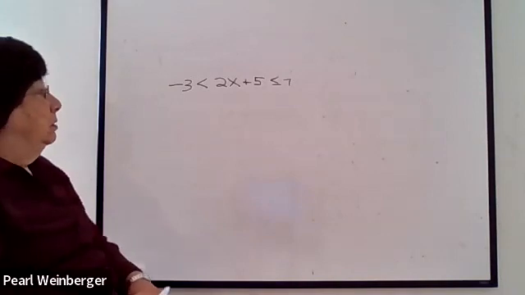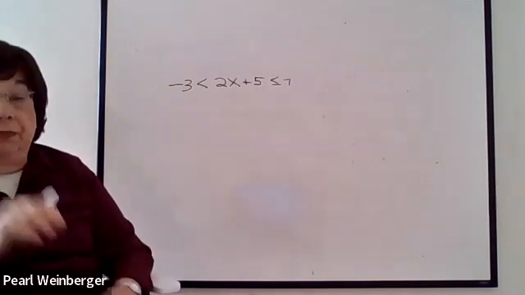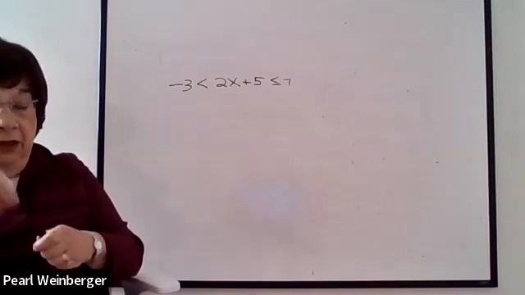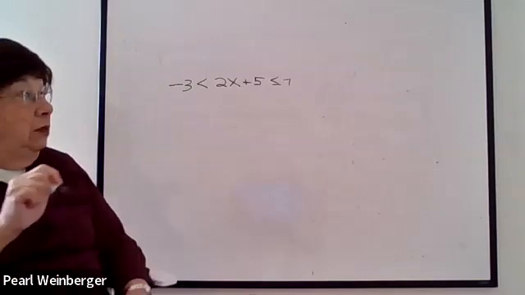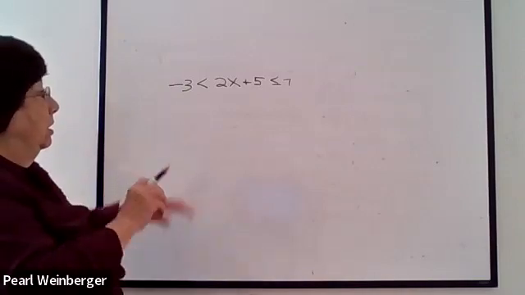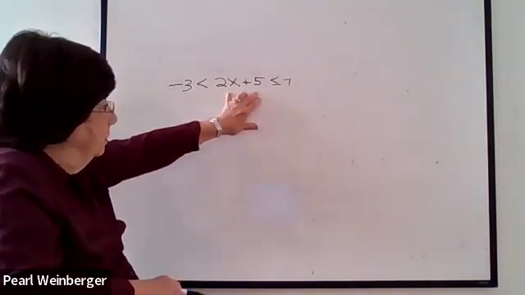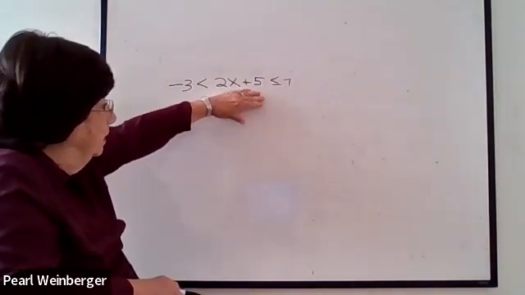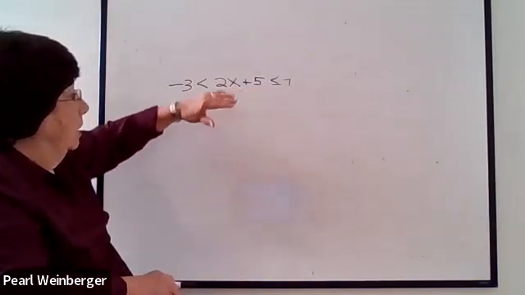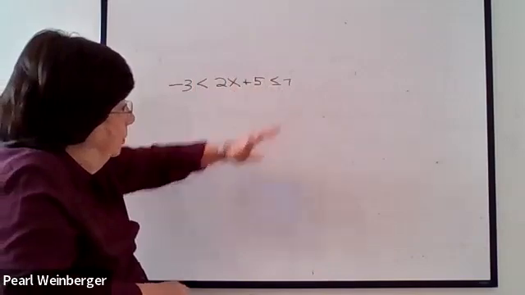Okay, I think we can start working on this together. I see a few people didn't put the answers on the chat. Let's see if we come up with the same answers. Again, we see this double inequality, this compound inequality, so we want to get the x alone in the middle. And remember, whatever we do in the middle, we have to do it at both ends.